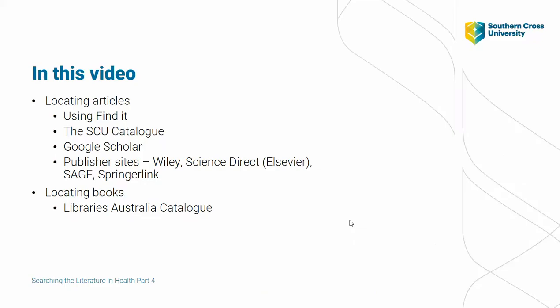Once you have performed a literature search in databases like CINAHL, Medline or Scopus, you will want to retrieve the full text for any relevant articles. In this video, I'll demonstrate how to use the Find It button to locate articles, how to use the SCU catalogue, Google Scholar and some hints about publisher sites. For any of your articles not accessible via Southern Cross or free online, I will request covering interlibrary loans.